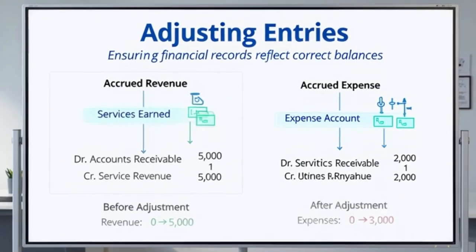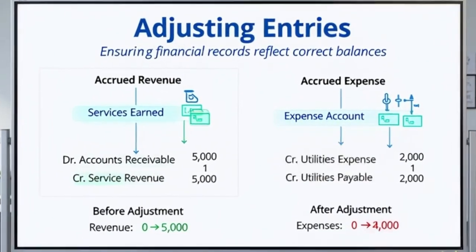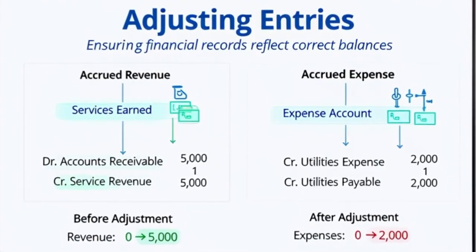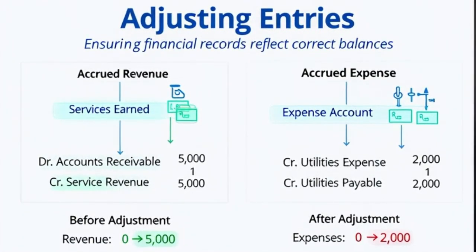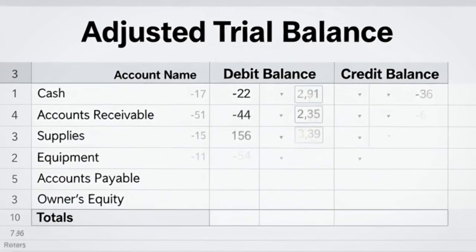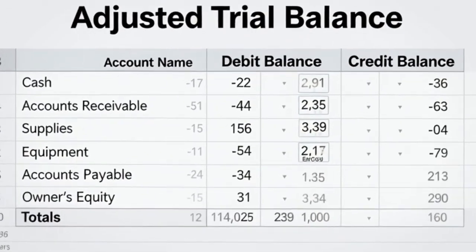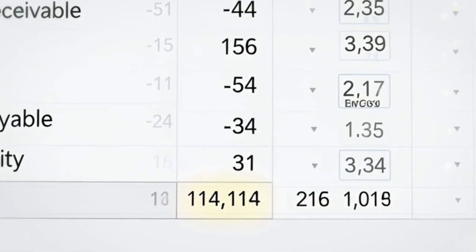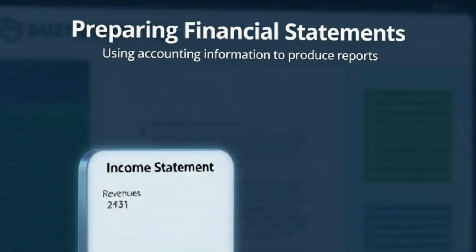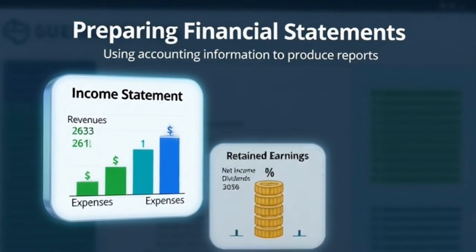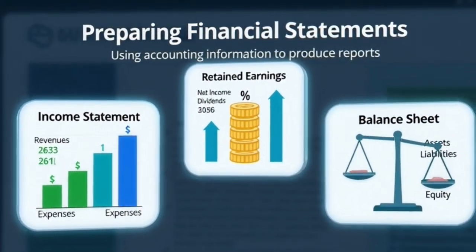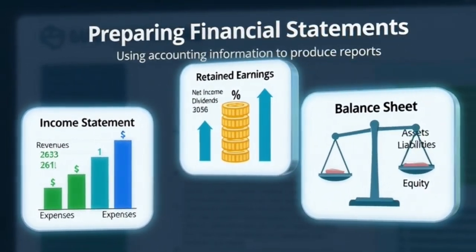Before preparing financial statements, adjusting entries are recorded to ensure that revenues and expenses are recognized in the correct accounting period. After adjusting entries are recorded, the adjusted trial balance is prepared. This trial balance becomes the starting point for preparing financial statements. Using the adjusted trial balance, accountants prepare the main financial statements that summarize the company's financial performance and position.